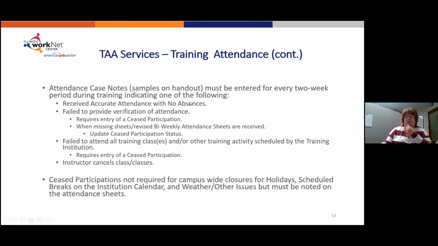They must be entered for every 2-week period during the training, and you'll indicate whether they were received with no absences. If they failed to provide verification of attendance, that requires entry of a ceased participation. If they have missing sheets or revised ones are received, you update that. And there's a whole process for that if they do not provide that verification of attendance. If they fail to attend the training classes or any other training activities that the training institution has scheduled, that requires entry of a ceased participation.